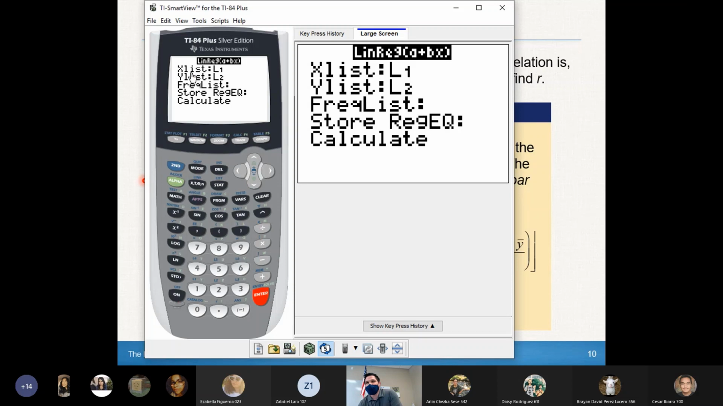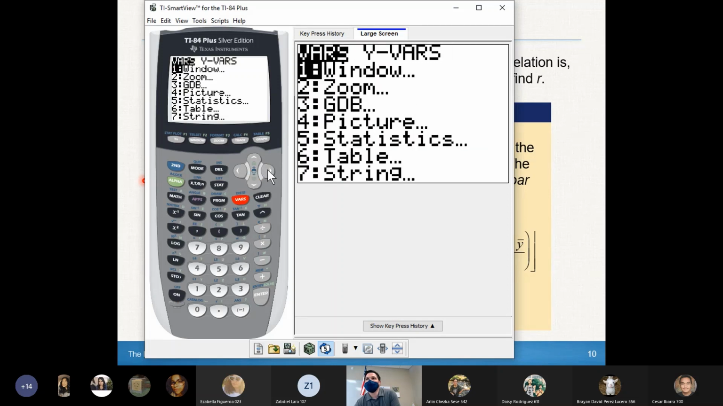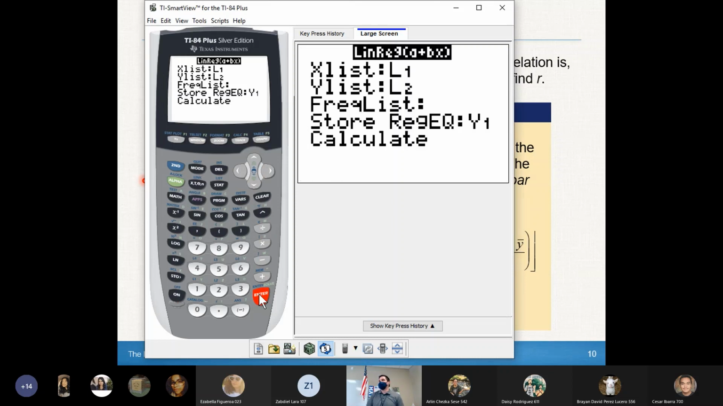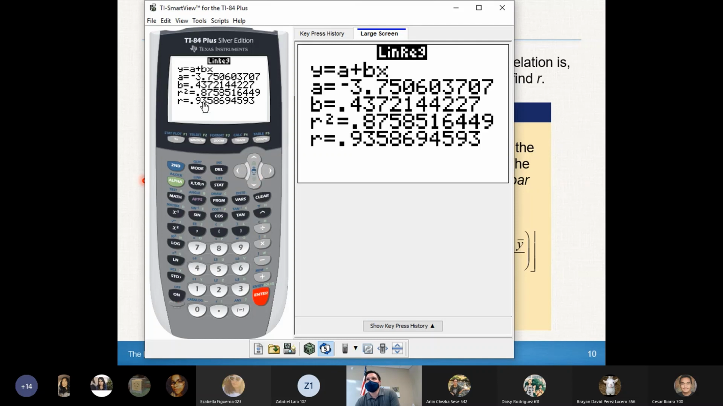It should default to x list L1, y list L2, frequency list, we don't care. It will find my line of best fit, essentially, which we go to vars, y vars function, and just tell it to store in y1 on your graphing calculator, and then calculate. Again, this will give me my r value, r squared, which is another value we'll see later, and the y-intercept and slope of that line, which again we'll see a use for in 3.2.